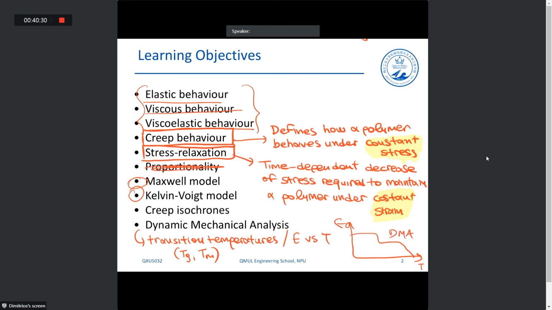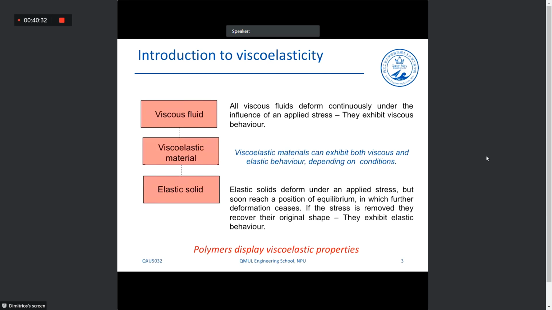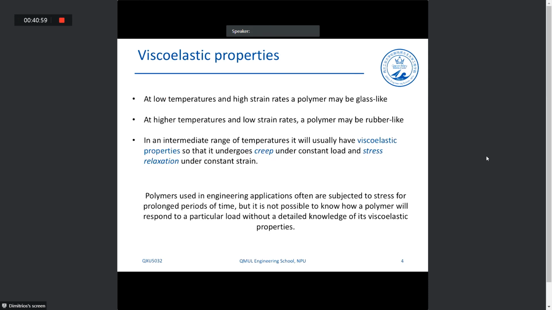This is the definitions for viscous fluids or elastic solids that we gave earlier. And viscoelastic materials show a combination of the two, okay? Both viscous and elastic behavior depending on conditions, and polymers display viscoelastic properties which make their behavior very interesting. That is what we said about glass-like or rubber-like behavior depending on temperature, strain rate, okay?